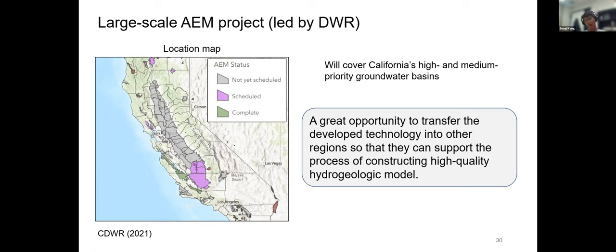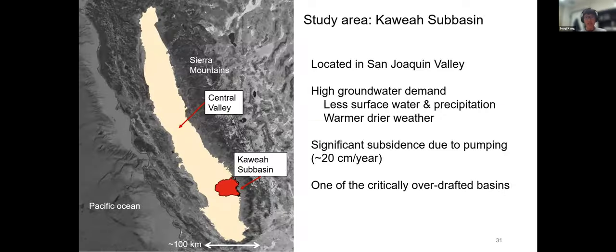That means if we develop a technology that can generate the large-scale structure and a high-quality groundwater model, this is a great opportunity to transfer the developed technology into other regions. So that was our motivation for the study. The study area is the Cuyama Basin, which is in the Central Valley. Again, there's a serious groundwater issue in this location.